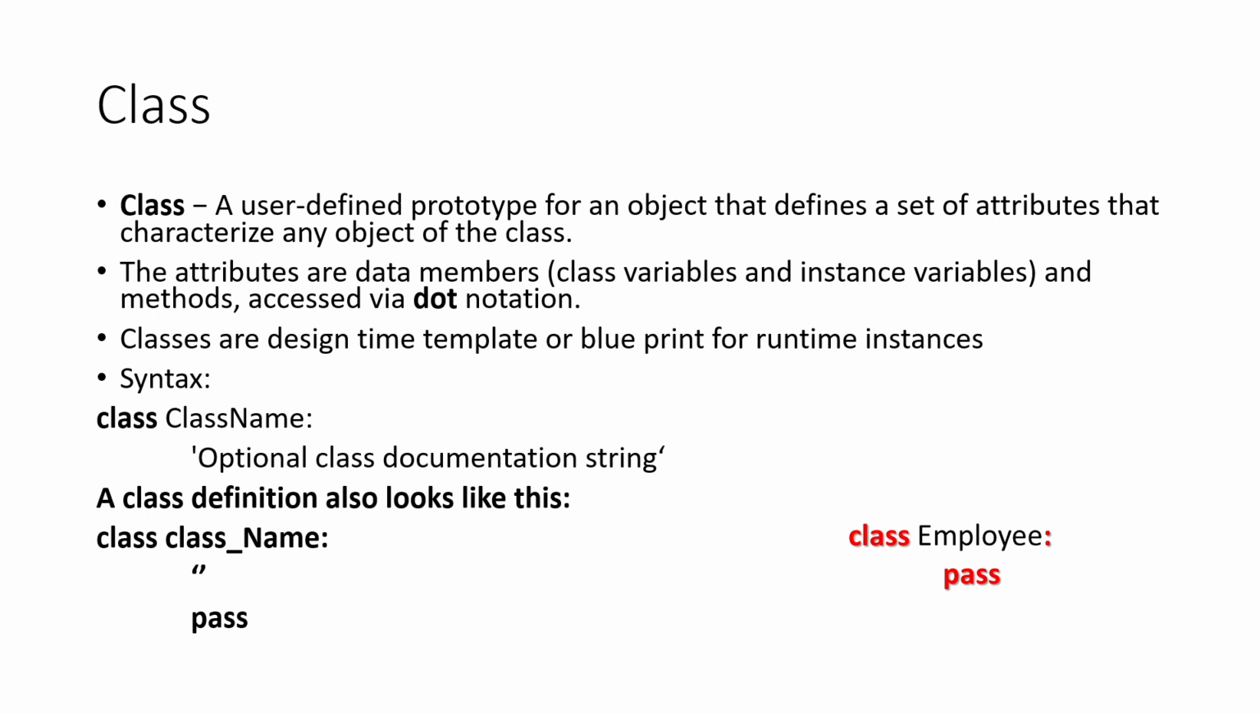So to create that real-time object, real-time instance, we need a template. That template is called a class. In Python, the keyword class is required to define a class. In this example, you can see the class is a keyword. The class which I am going to create is employee, as I don't have any other statements, so I can end that class with pass. You can include any documentation string for future reference.